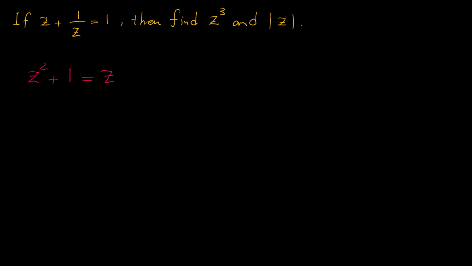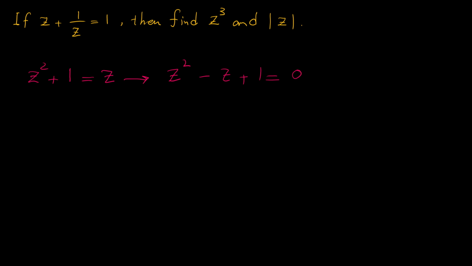Now, if we move z to the left, we have a quadratic equation: z to the 2 minus z plus 1 equals 0. Now, maybe at this moment, you are thinking of solving this equation. You have a quadratic equation, so you can use the quadratic formula to find z. But if you find z that way, after that you have to raise it to the power of 3.